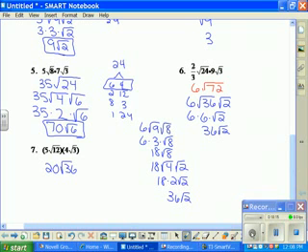20 square roots of 36. Good. Katie, what's the square root of 36? 6. Katie, when I take the square root of something, do I keep the square root sign or do I get rid of it? Joe, help her out. Do I keep it or get rid of it after I take the square root? I get rid of it. So I'm just left with 6.